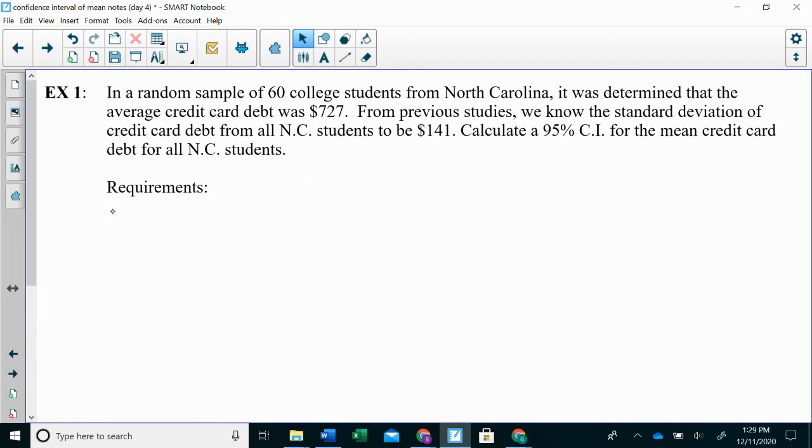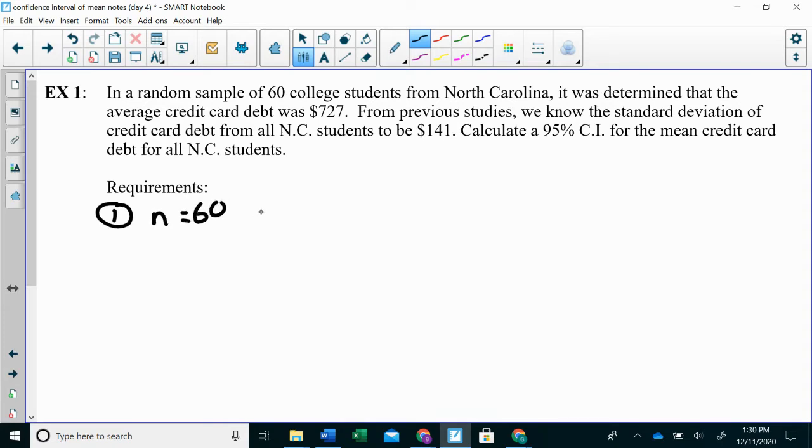So requirement number 1, n equals 60, which is greater than or equal to 30. So check. Requirement number 2, standard deviation. We must know the standard deviation of the population. The standard deviation is $141. Check. So we know those two things. Those are the only two requirements we need to know.